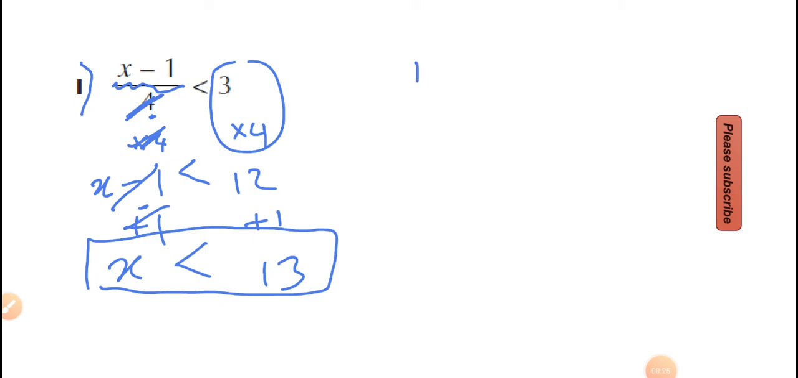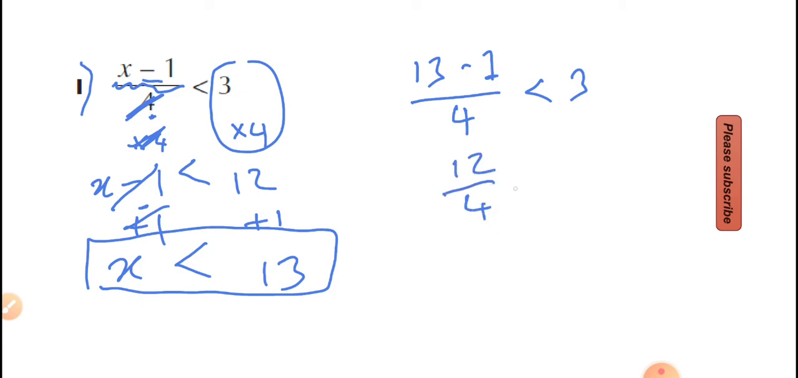So instead of x, I'm going to use 13, and then it was minus 1, so I'm going to write minus 1 divided by 4, and this has to be less than 3. So 13 take away 1 is equal to 12, so 12 divided by 4 is equal to 3, but we know that x has to be less than 13. So if we used any number less than 13, the answer here would be less than 3. So that's how we know our answer was correct.